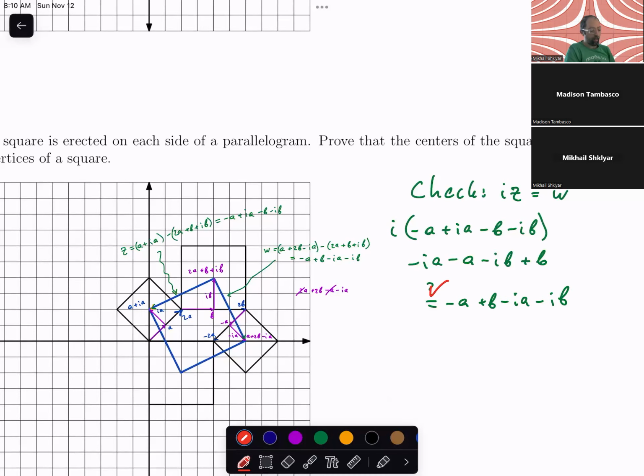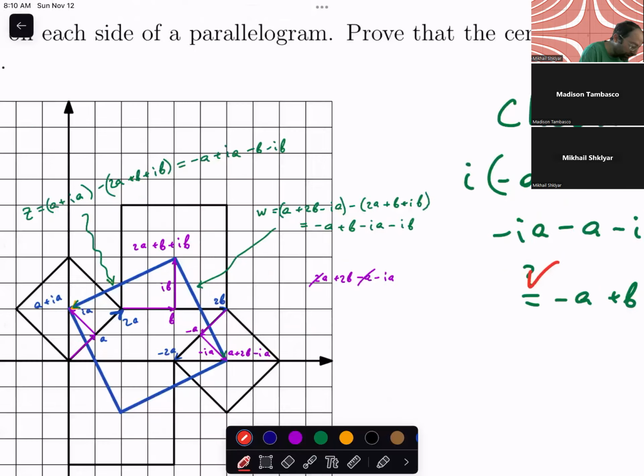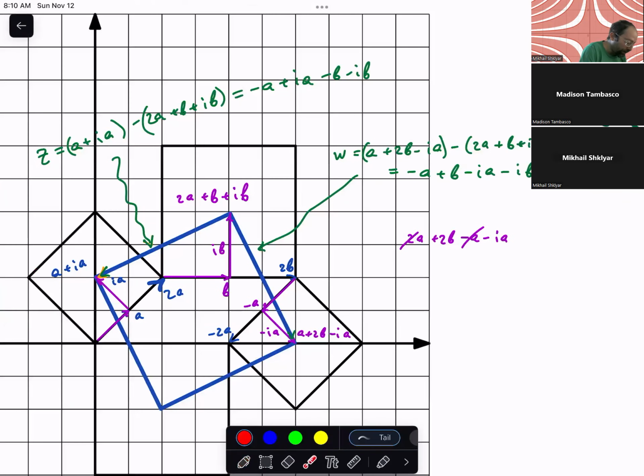Okay, good. Amazing. All right, so this shows that if I take this vector multiplied by i, I'm going to get the second vector, which means that these two vectors have to have the same length. So these complex numbers have to have the same length. And the angle between them is 90 degrees. And we are done. So this quadrilateral, the blue, has to be a square.